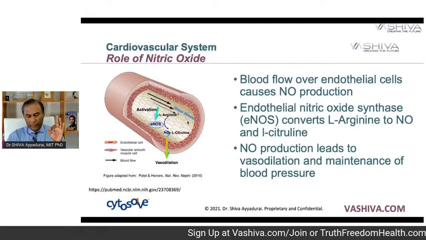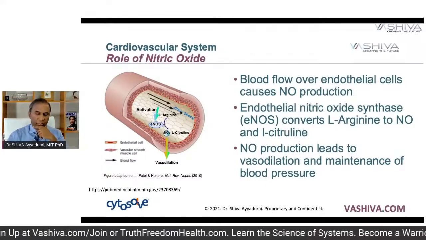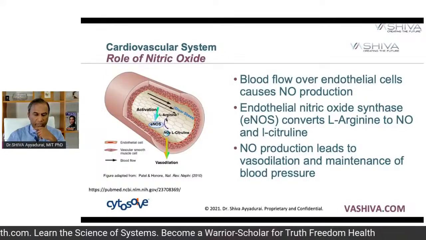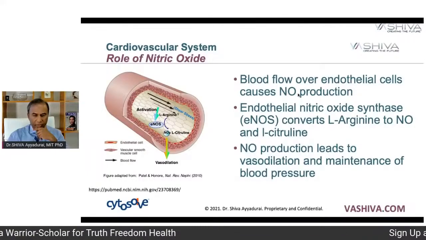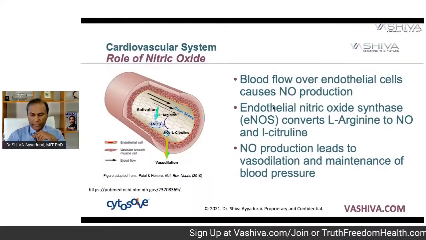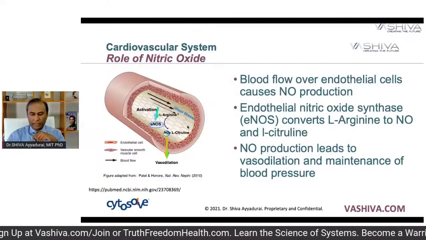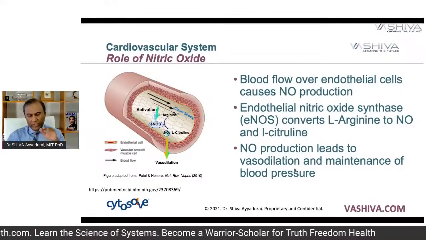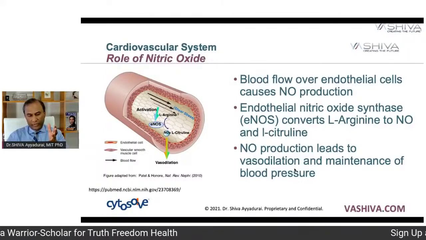So when you run, blood is flowing, and that flow of blood, we're going to see very soon how this works, that flow of blood in the presence of eNOS, so you have to have eNOS, supports L-arginine being converted to nitric oxide as well as L-citrulline, okay? So as you say here, blood flow over the endothelial causes NO production, endothelial nitric oxide synthase, eNOS. Endothelial converts L-arginine to NO and L-citrulline. And the NO production leads to vasodilation and it maintains your blood pressure. So you better get definitely enough L-arginine in your diet to support all this, okay?